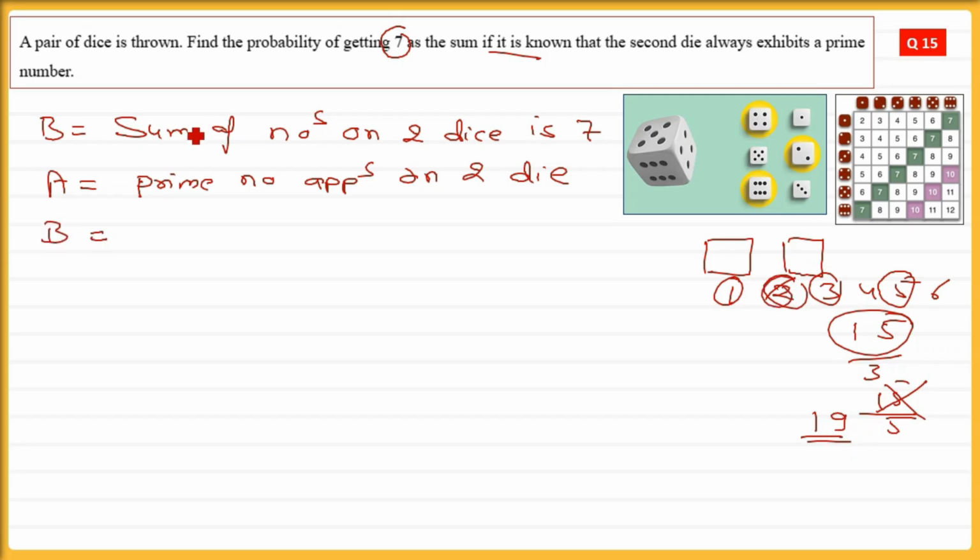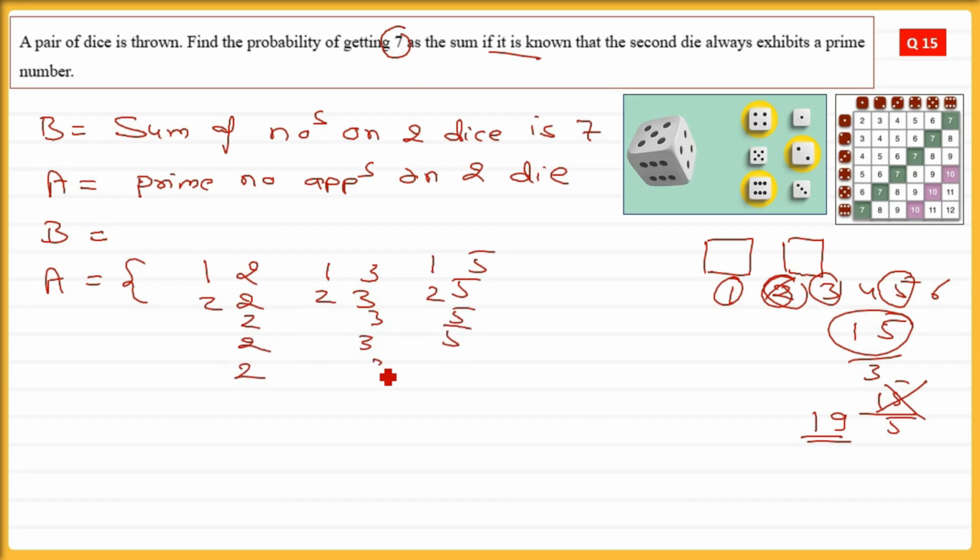So set B is the sum of numbers on 2 dice is 7. We have just done it. Let's make A first. The second die is exhibiting a prime number. Either it can be 2 or 3 or 5. So 2, 3, 5. Write it 6 times. Why am I saying write it 6 times? Because the first time 1, 1, 1 can come, then 2, 2, 2. Then all these 2, 3, 5 you can write 6 times, because this is going to come in the second die. The first die can have 1, 2, 3, 4, 5 and then 6.